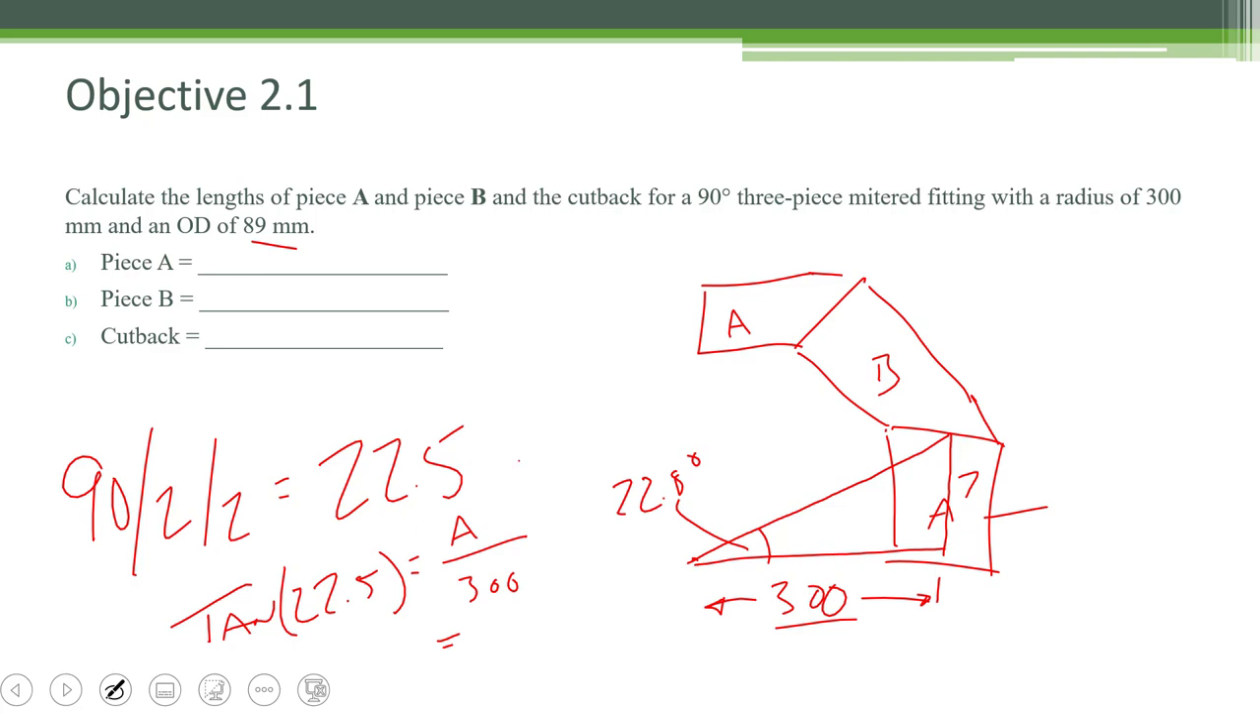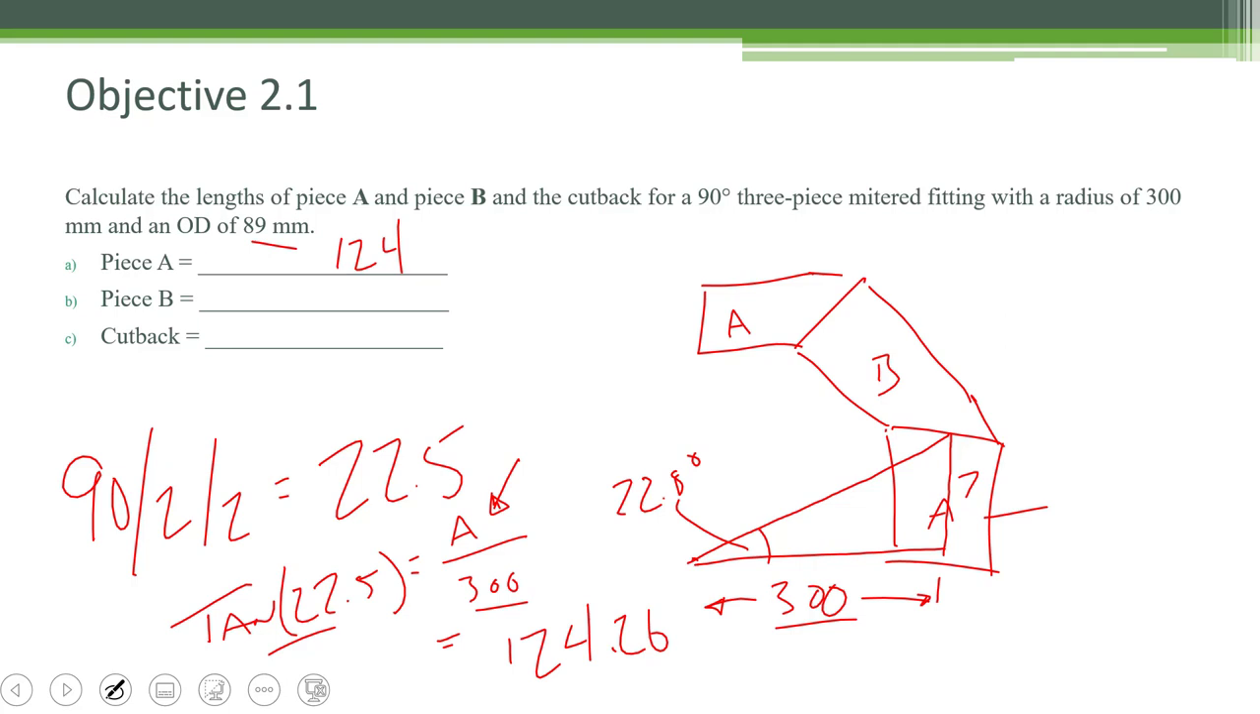Okay, so again, if I'm finding this one on top, then I just multiply these two together. So it'll be 22.5 tan times 300. And you should get 124.264, a bunch of stuff. It's millimeters, so I'm just going to say it's 124. 124 millimeters.